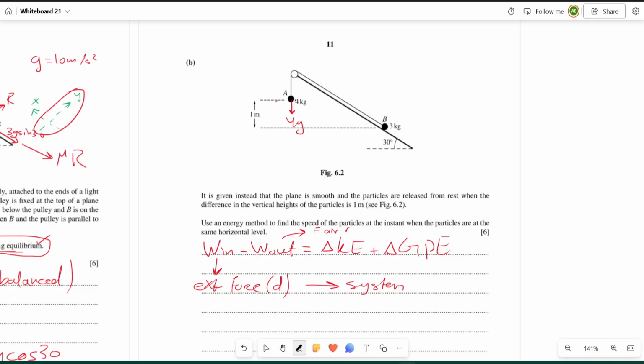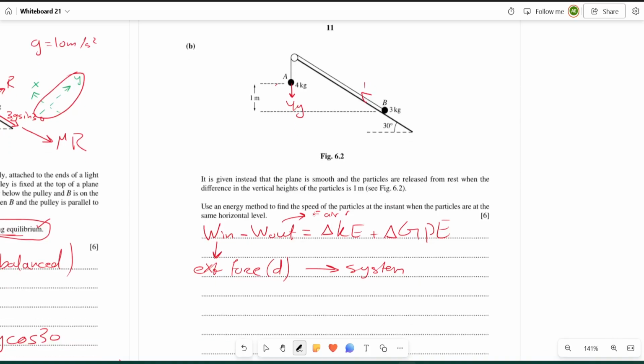Let's say we're talking about B now. The tension here, if my system is B alone, then the work in is going to be the tension, because this tension is an external force pulling B upwards, giving it some energy. So it's going to be tension multiplied by the distance that B moved, if my system is B alone. However, when we choose the whole system, both particles, there is a change. I will tell you about it, but this is the way that I like to do it. Choosing the whole system is way easier. It's basically a one-time shot to solve the question.